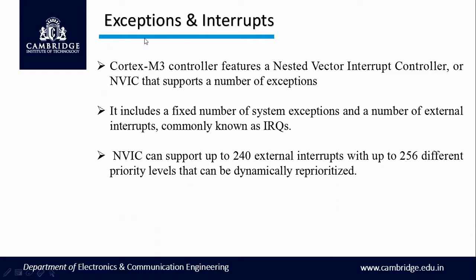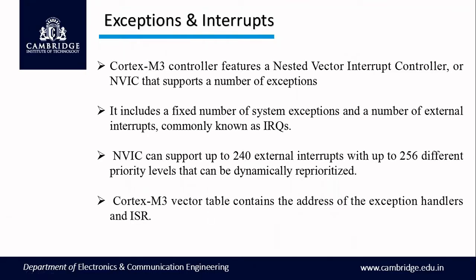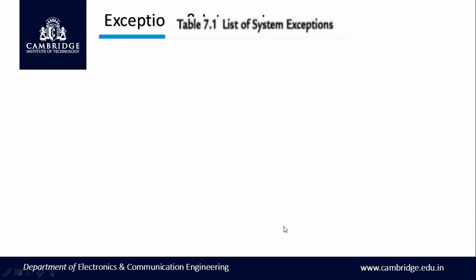These 256 exceptions and interrupts can be handled or supported by the NVIC by giving different priority levels to them, and those levels can even be dynamically reprioritized. Another feature of NVIC is that it supports vectored interrupts, which means that the address in the memory where the exception handlers and the ISRs are stored is saved in a table, and that table is what we call the vector table. So you have a vector table which would contain the addresses of these 256 exceptions and interrupts. Okay, so first let us see the system exceptions.